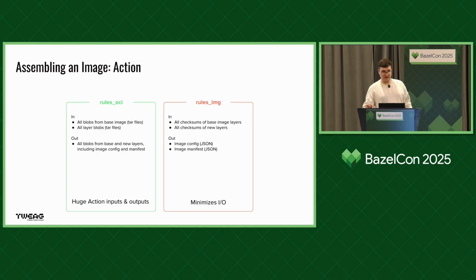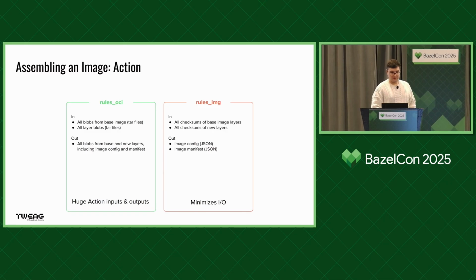So in rules IMG, we have the separate file containing only the checksums of the layers. So we only pass this in as action inputs. And as outputs, we only get the image config and image manifest. And these are tiny in comparison. So you will see a lot less I/O for this specific part. And it's really dramatic. On the left side, you could have gigabytes and gigabytes of file transfers if you're unlucky.